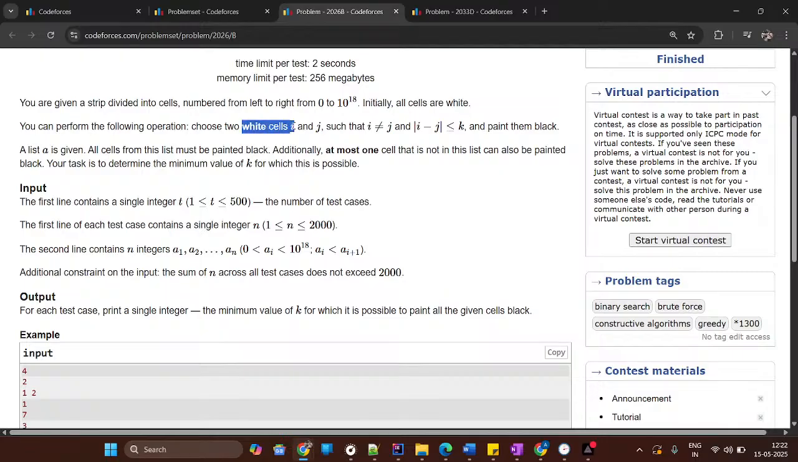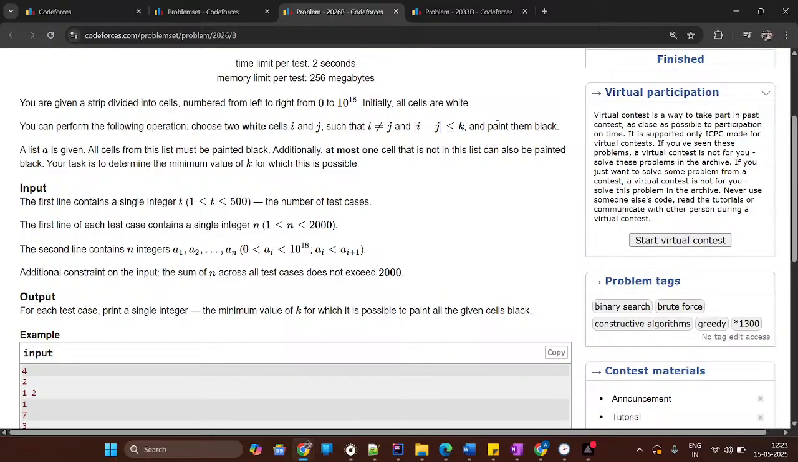but we can't. It's telling choose two white cells and paint them black. Okay, fine. So I think we can find out the moves. So if we want to paint three cells, we cannot. Not possible. If we want to paint four cells, it is possible. Two moves. N equals 4, then 4 and 5 can be the answer.